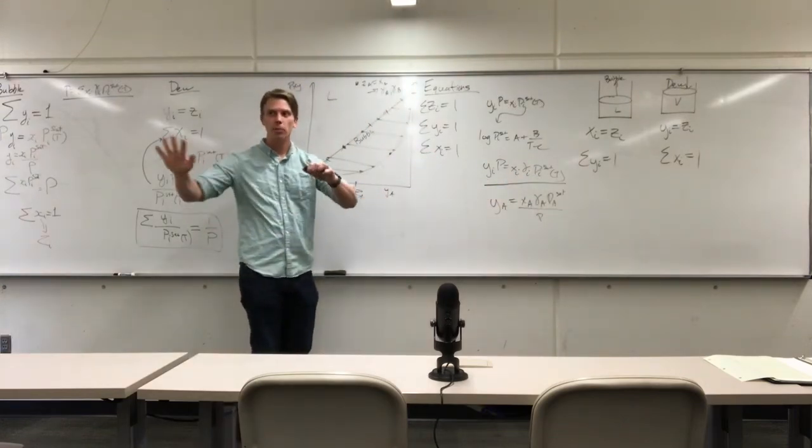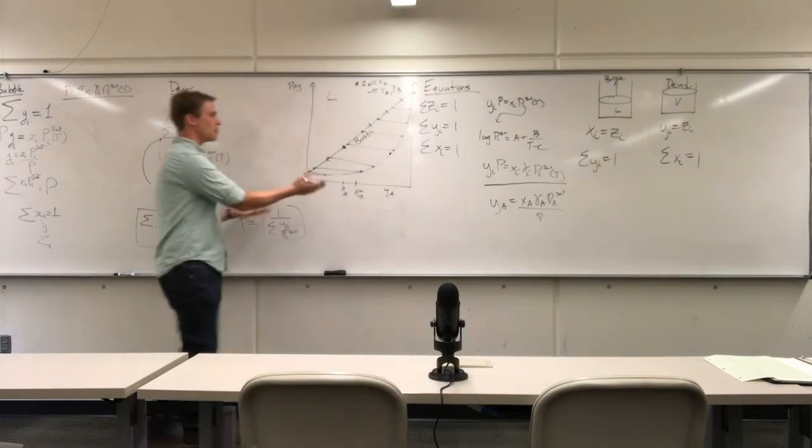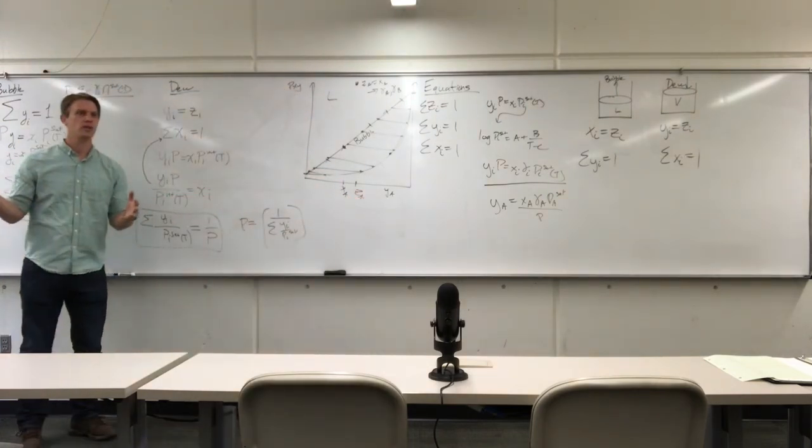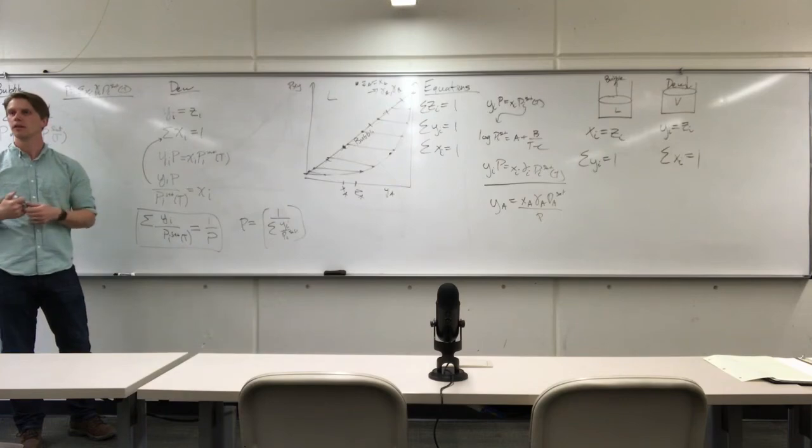So all of vapor-liquid equilibrium is just manipulation of these like 4 or 5 equations that we put on the board. But there's a lot of ways we can manipulate it.